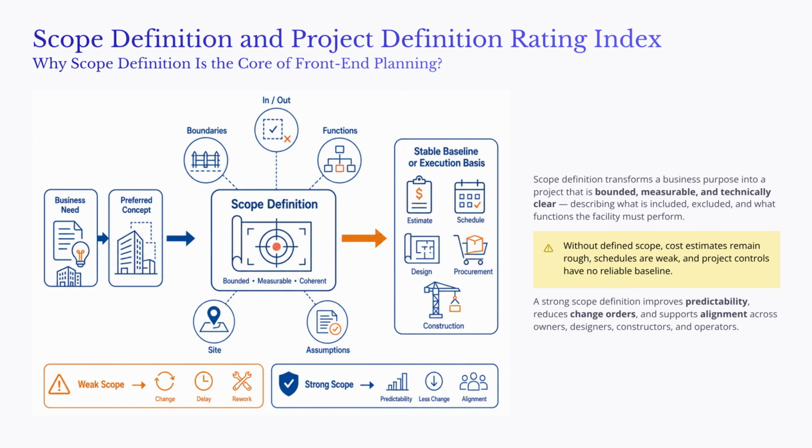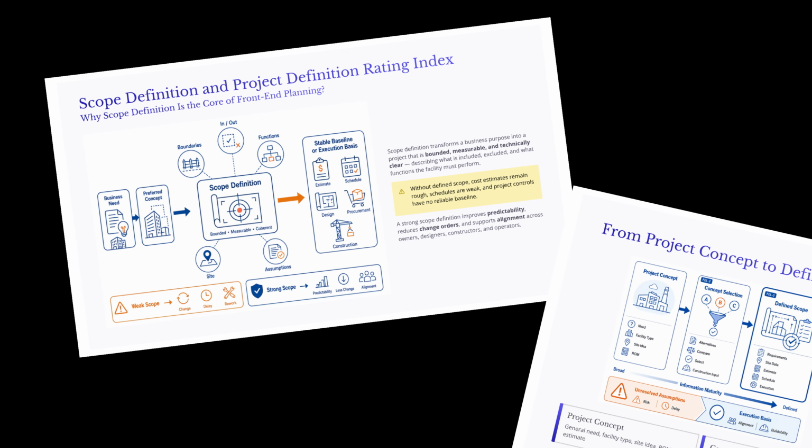A strong scope definition improves predictability, reduces change orders, and helps align the owner, designers, constructors, users, and operators around the same understanding of what the project must deliver. In other words, scope definition is where a business idea becomes a manageable construction project.